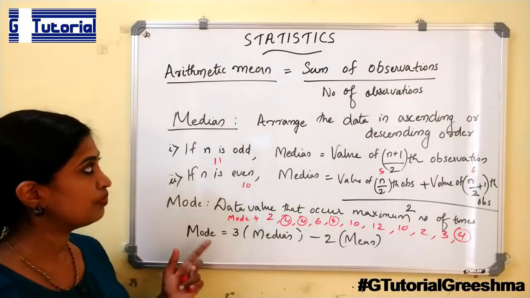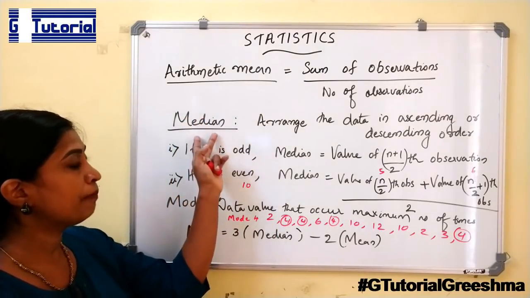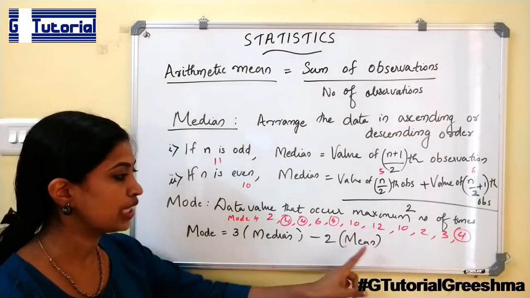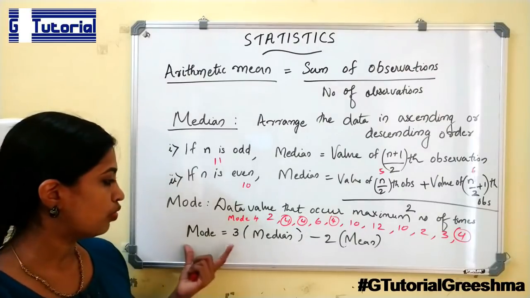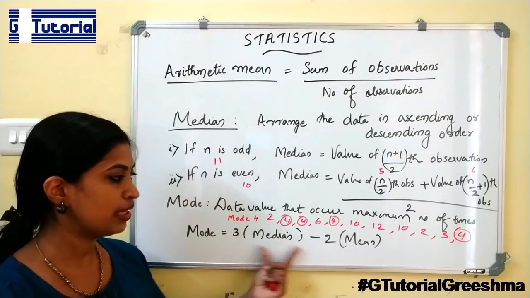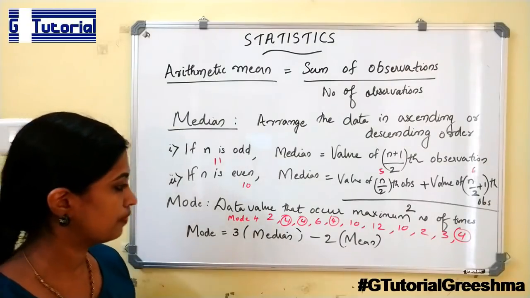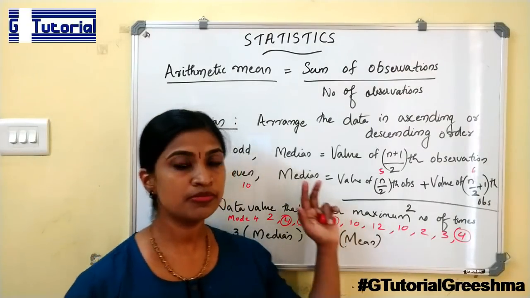Next is the relation between arithmetic mean, median and mode. Mode is equal to 3 times median minus 2 times mean. Mode is equal to 3 into median minus 2 into mean. Given the other two, this gives the third one, mode. Okay. Now we can do some problems from these.